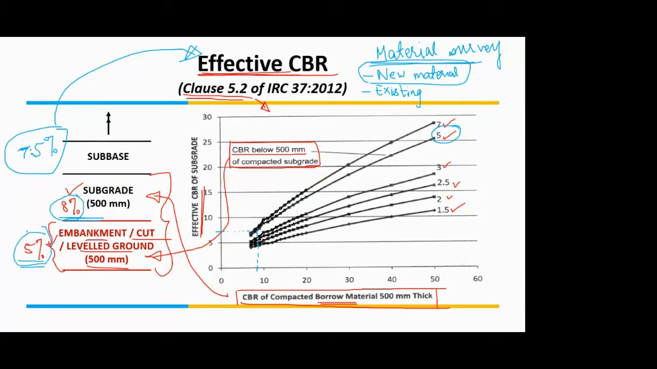So while preparing the drawings of the pavement, you mention in the drawing that you have to construct a subgrade using a material which has a CBR value of 8%, and you will also specify where you will take that material from, because whatever material you have taken from the specific borrow area, you have to mention that same borrow area.